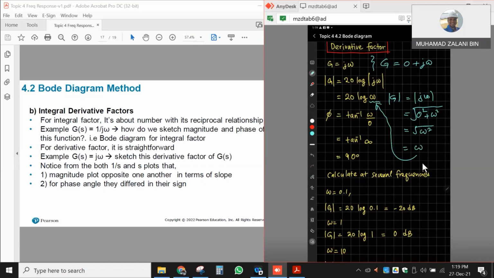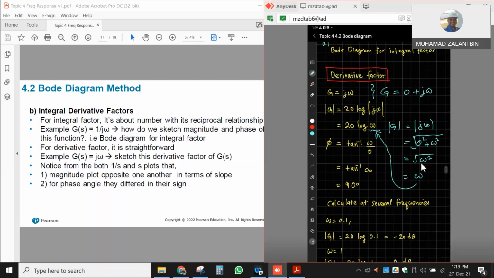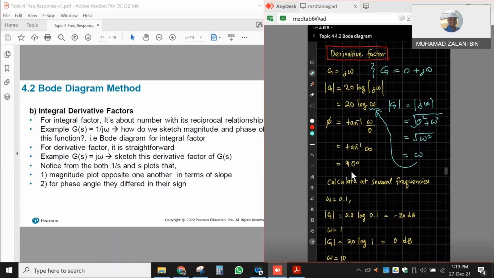Okay. So that is for the magnitude plot of the derivative factor, 20 log omega. Then for the equation of the phase angle, we don't do the reciprocal now because it is straight. It is the derivative factor. It is just straight. So it is phi equals arc tangent omega.